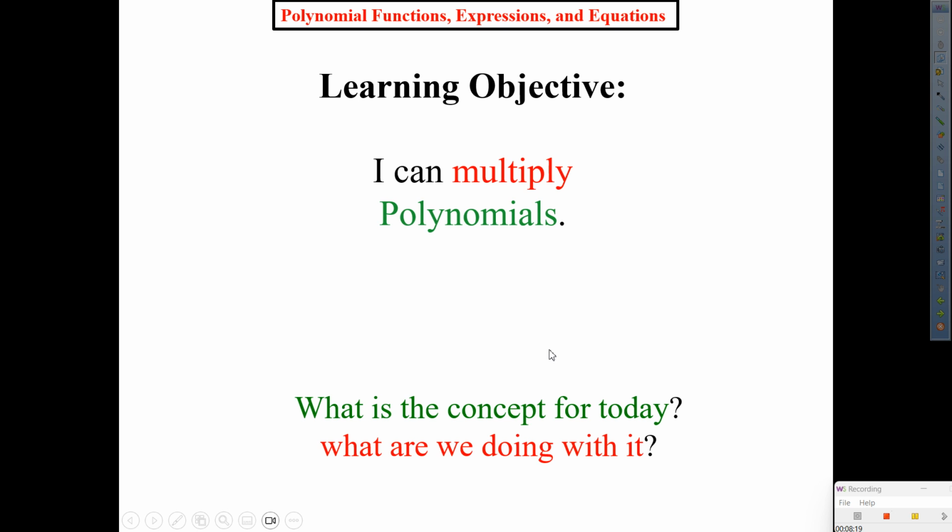Get a Cornell note ready. It shouldn't take us long. We're only going to cover 1 or 2 problems. From there, we get started with a pop party. Let's go.